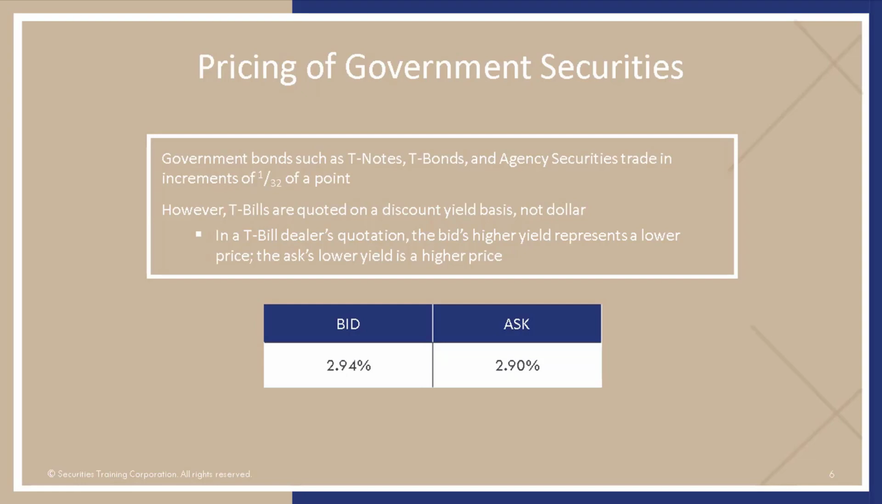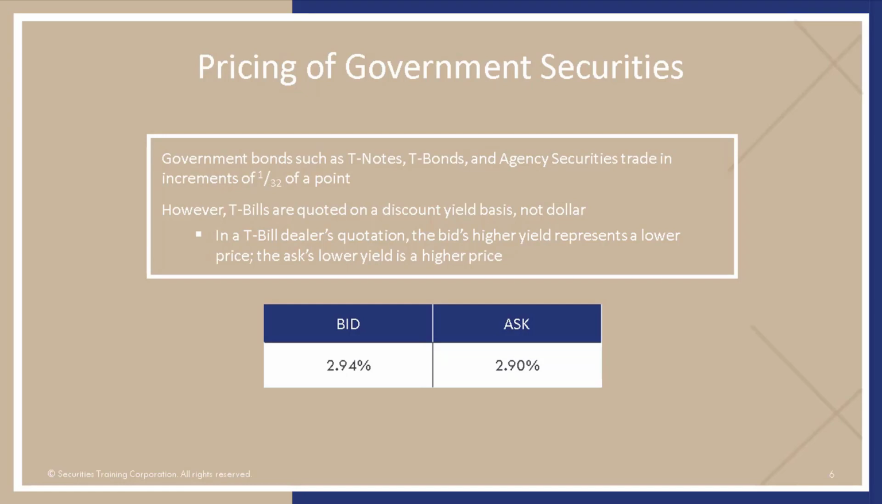Instead, they're quoted on a discounted yield basis. So the bid and the ask that we're looking at, 294 and 290, you can think of as more of a yield rather than a dollar price. And notice the bid is numerically higher than the ask here. Well, the bid is what the dealer is willing to buy it at. So do they really want to buy it for more than they want to sell it, which is what the ask is, what they're willing to sell it at? No, because these are yields, and it's what's called a discounted yield.